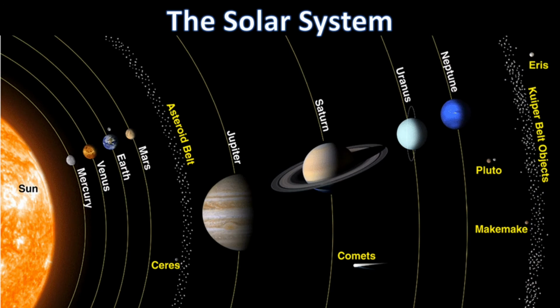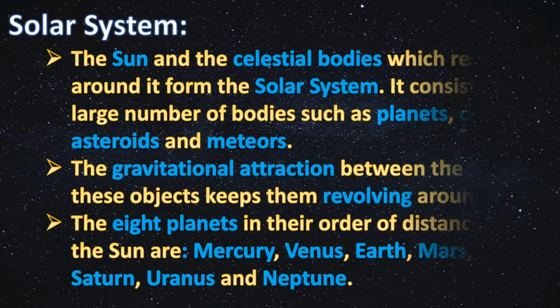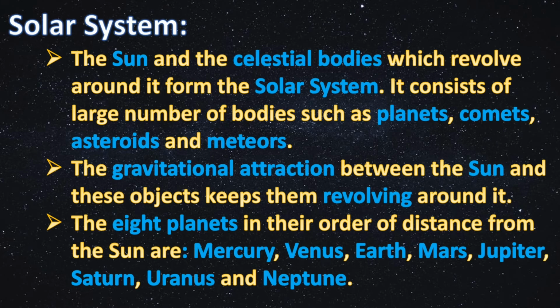This is a diagram of the solar system. Solar system. The sun and the celestial bodies which revolve around it form the solar system. It consists of a large number of bodies such as planets, comets, asteroids and meteors. The gravitational attraction between the sun and these objects keeps them revolving around it.